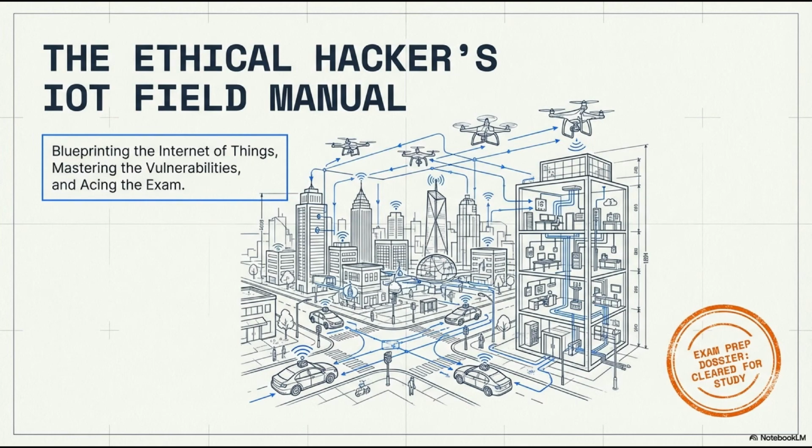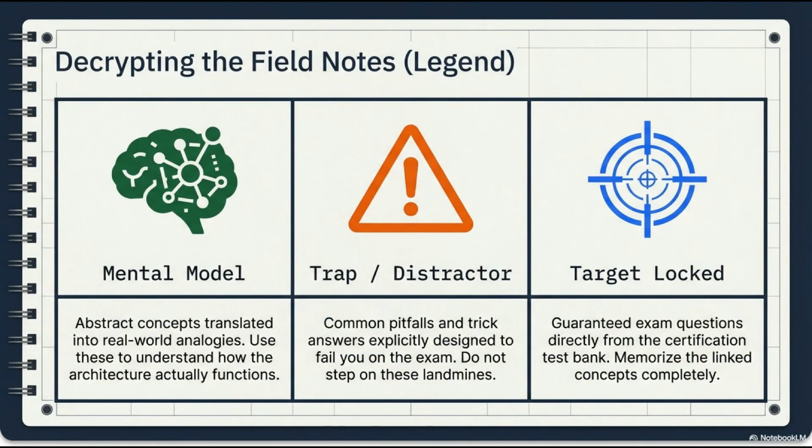So moving to slide 2, decrypting the field notes and the legend. As you go through this deck, you're going to see 3 specific icons. Okay, let's unpack this. First, the green brain icon. Right, the mental model. We use these to translate abstract tech concepts into real-world analogies just so they actually stick in your head.